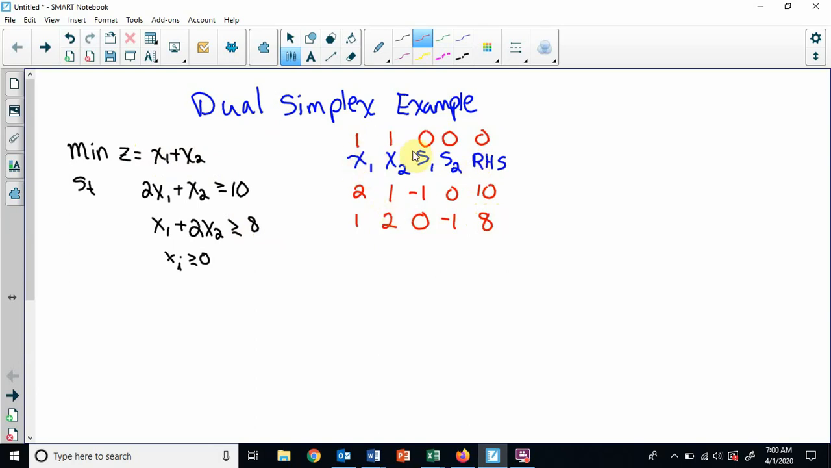Okay, so notice right now I don't have any identity columns because these have a negative sign. I need to make sure I have some identity columns so that I can call these things something, so I know which variable is equal to 10 and which variable is equal to 8. But because this has a negative 1, this is not it. So we'll just multiply through by negative 1, and that will fix it for us. And so we do that. And when we do that, we have a new problem.